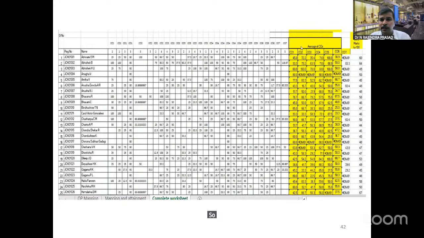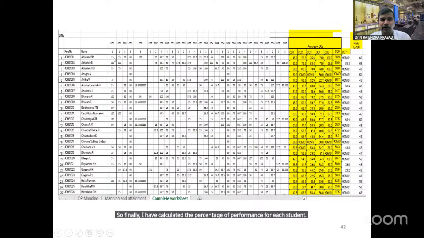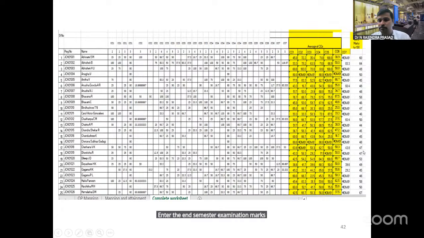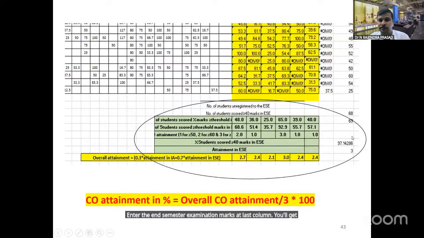So finally, I have calculated the percentage of performance for each student. 25% for CO1 achievement from question number 1 to 1A, 1B, 1C, like this. You can take the average and consolidate for CO1. What is the percentage of performance for Abhirami SM, that is student 1. Similarly for CO2, CO3, CO4, CO5, CO6, CO7. Enter the end semester examination marks in the last column. You will get this.